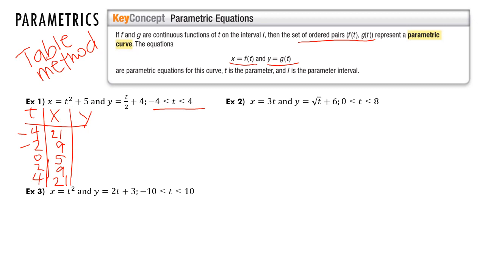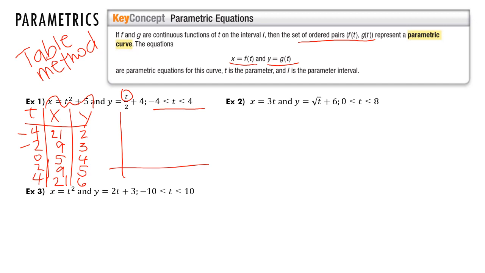I am going to plug in all these t's, not the x's, but the t's, into the y function for t. So negative 4 divided by 2 is negative 2 plus 4 is 2. Then I plug in negative 2 divided by 2 is negative 1 plus 4 is 3. I plug in 0 and I get 4, and I think you see the pattern. 2 divided by 2 is 1 plus 4 is 5, and when I plug in 4, divided by 2 is 2, plus 4 is 6. And so there are your points. So here are your new points right here, x and y.